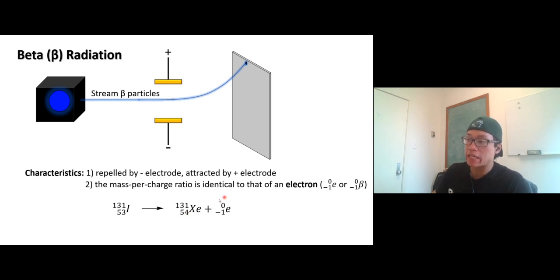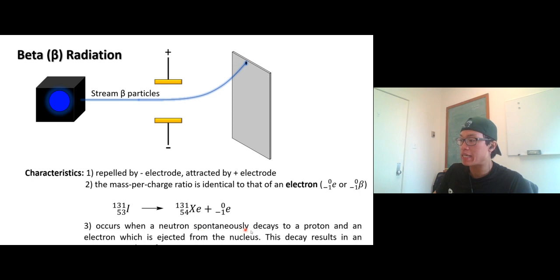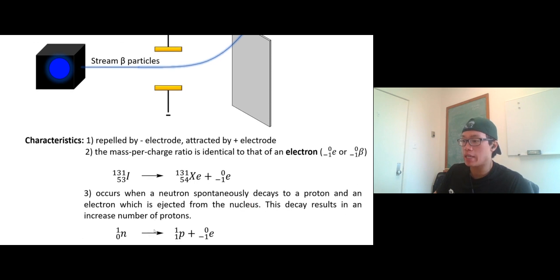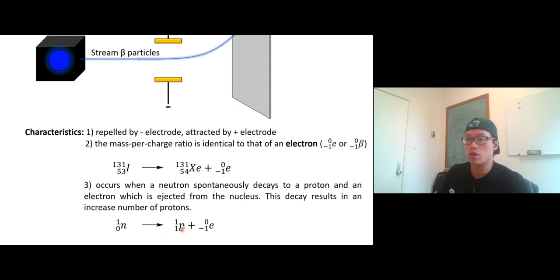If you want to make this really correct, since this emission comes from the nucleus, we call this electron a beta particle, so we use the beta sign here. It occurs when a nucleus spontaneously decays, usually a nucleus that has too many neutrons. We can talk later about how many neutrons a nucleus can have, but some of them have way too many neutrons, and those usually undergo beta radiation. A neutron decays to a proton and an electron, which is ejected from the nucleus. The decay results in an increased number of protons. Here we go, we got a proton there, and the electron is ejected from the nucleus.